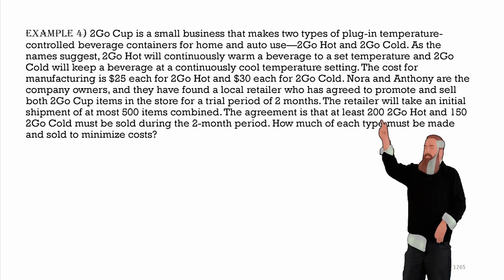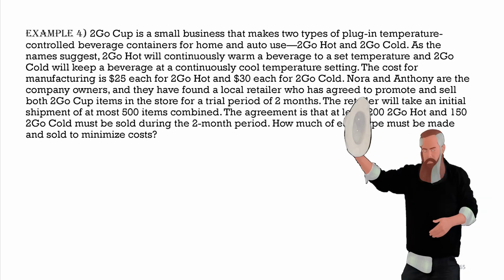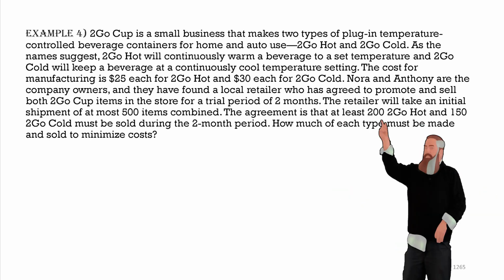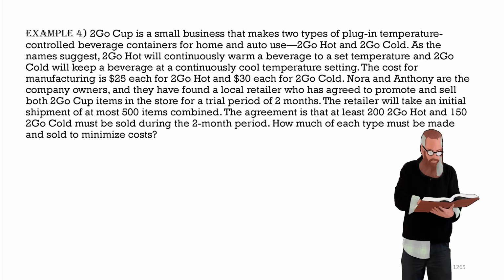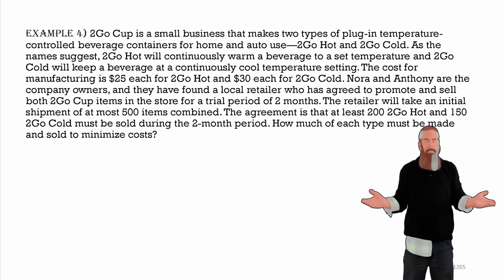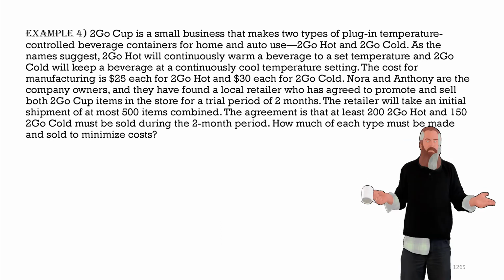The To-Go Cup is a small business that makes 2 types of plug-in temperature-controlled beverage containers for home and auto use: To-Go Hot and To-Go Cold. As the name suggests, To-Go Hot will continuously warm the beverage to a set temperature, and To-Go Cold will keep a beverage at a continuously cool temperature setting. The cost for manufacturing is $25 each for To-Go Hot and $30 each for To-Go Cold.